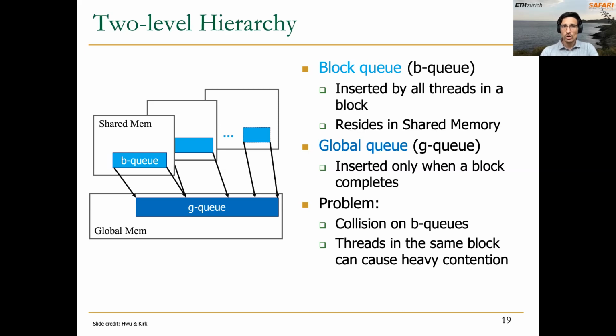We talked about this two-level hierarchy of queues where we have one first level in the shared memory, what we call the block queue, where threads insert the nodes that will have to be visited in the next iteration of the algorithm. That's what we call the output frontier on an iteration.